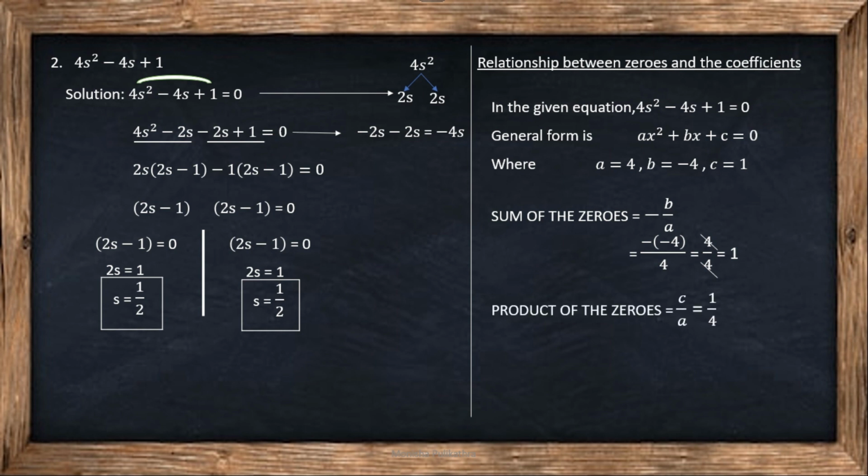Next, product of the zeros is equal to c by a. The value of c is 1 and the value of a is 4. Therefore, the product of the zeros is 1 by 4. Hope you understood the second problem also. Let us move on to the next problem.